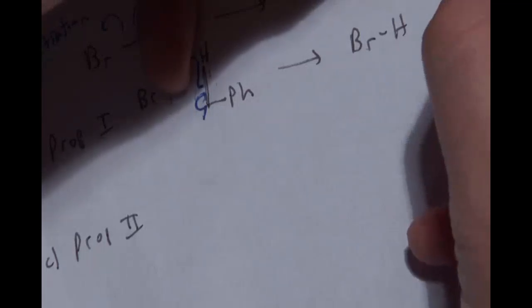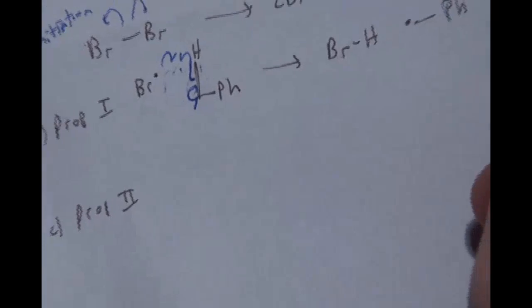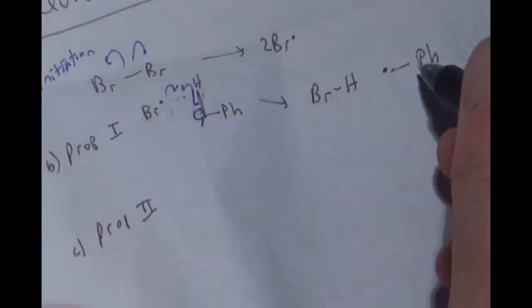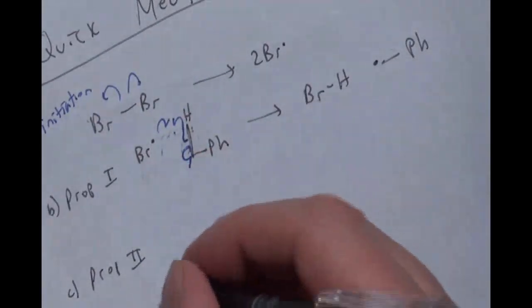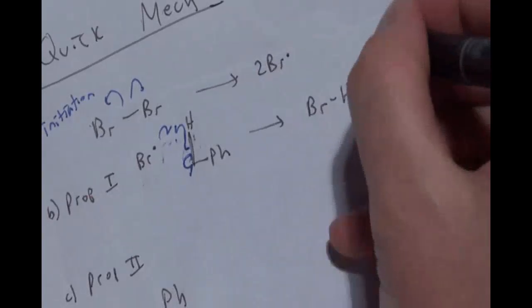BrH, then we have the phenyl radical. Okay, phenyl is a benzyl radical, so it's a phenyl CH2 radical. So there's two hydrogens. All right, so then propagation two is that, let's draw that nicely.